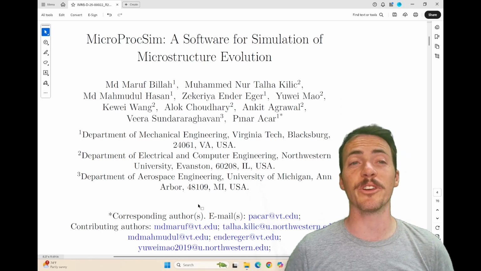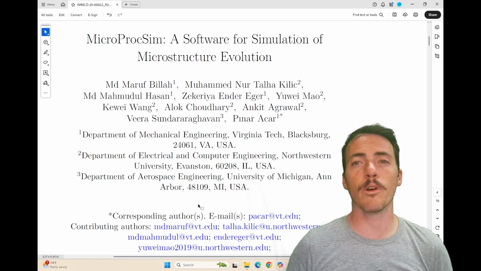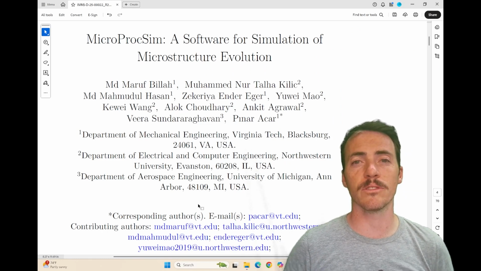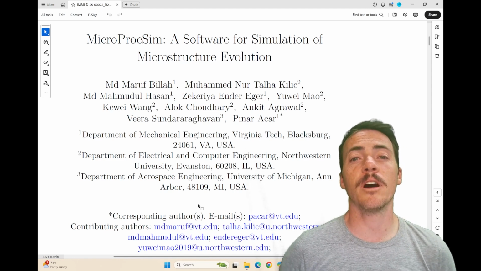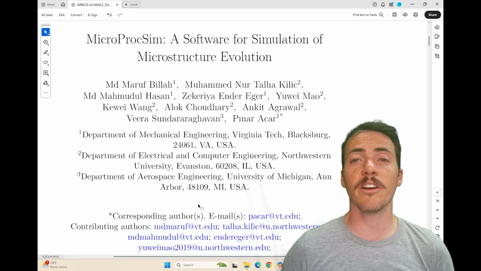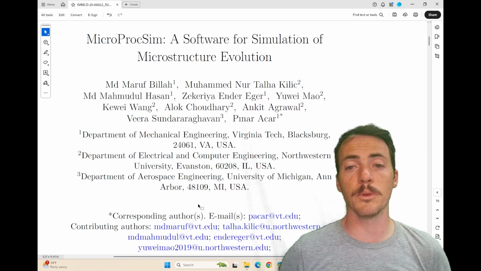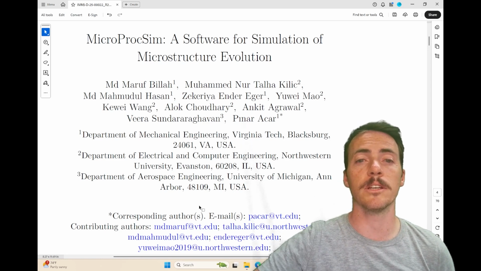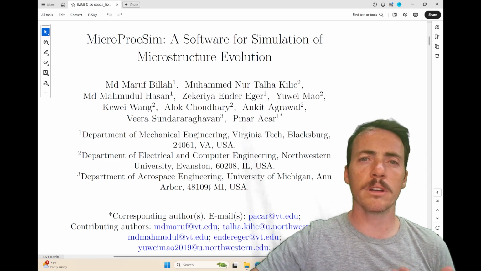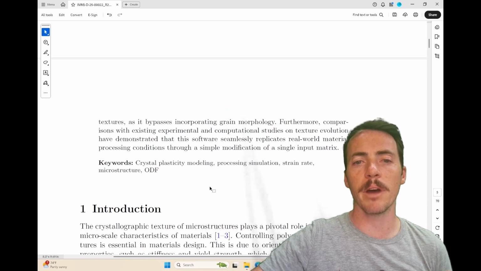Here's a new paper in our journal, MicroProcSim, a software for simulation of microstructure evolution. This paper comes from corresponding author Pınar Acar and her Astro Lab at Virginia Tech, along with contributions from Northwestern and University of Michigan. So let's get into it. MicroProcSim is a tool for simulating microstructure.